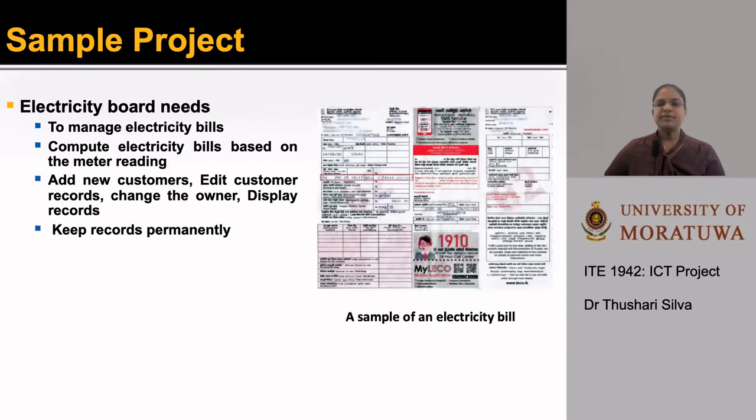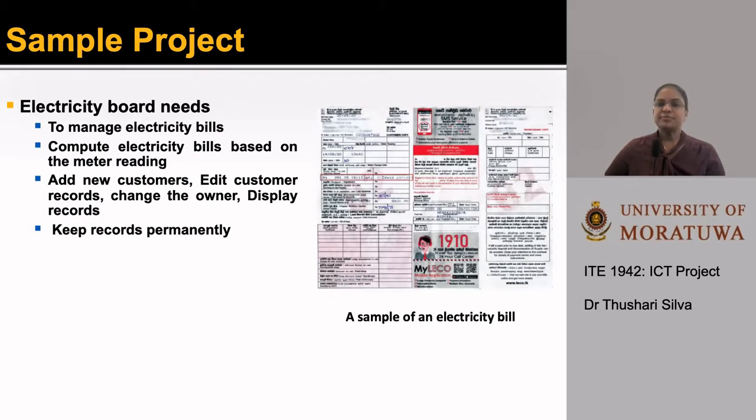We all receive electricity bills at the end of a month. So what does it include? It tells you how many units you have used and how much money you need to pay. It also gives you a pending amount that you need to pay.